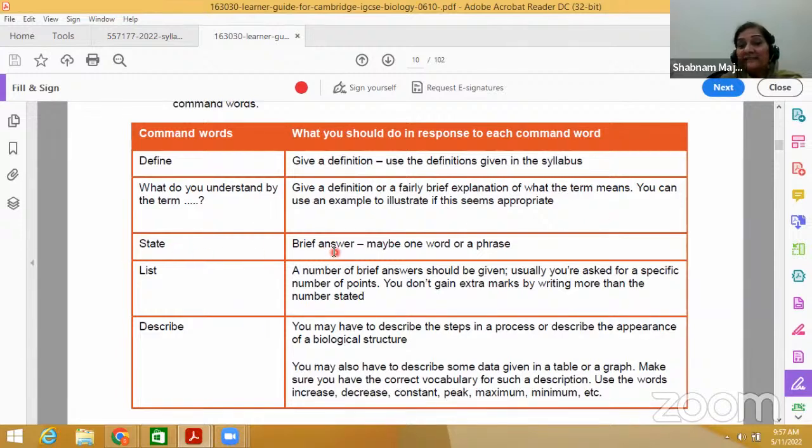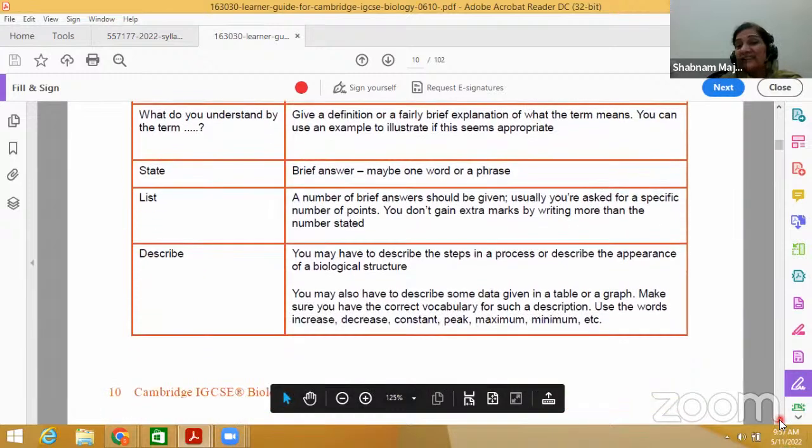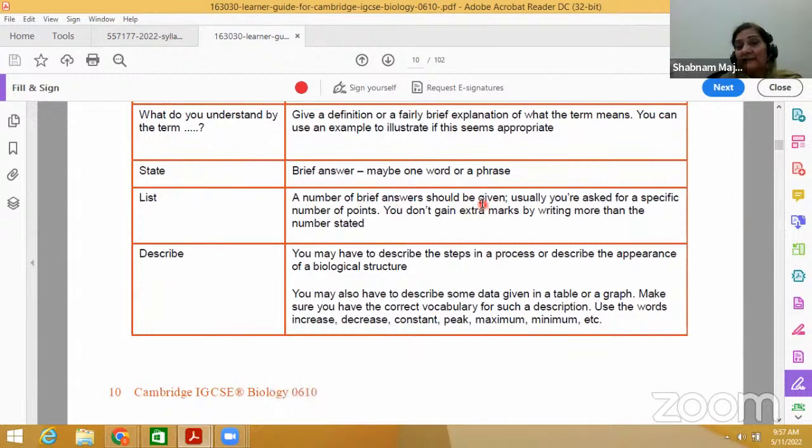State: a brief answer, which may be 1 word, or phrases, or a single line. List: a number of brief answers should be given. For example, list the features of a dicot leaf which help to absorb maximum sunlight. Usually you are asked for a specific number of points. You don't gain an extra mark by writing more than the number stated. Describe: you may have to describe the steps in a process or describe the appearance of a biological structure. You may also have to describe some data given in a table or graph.